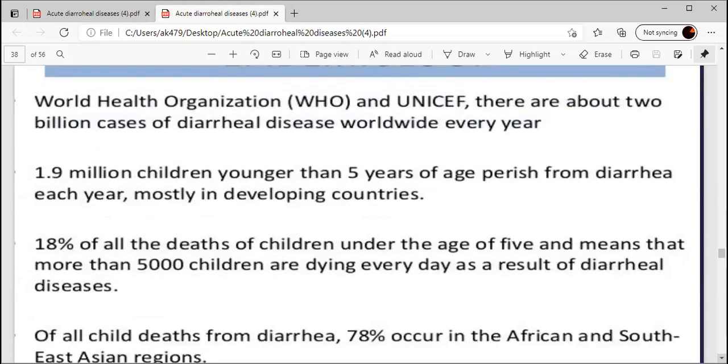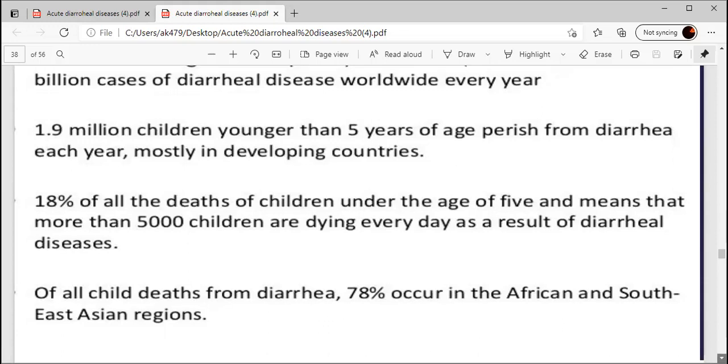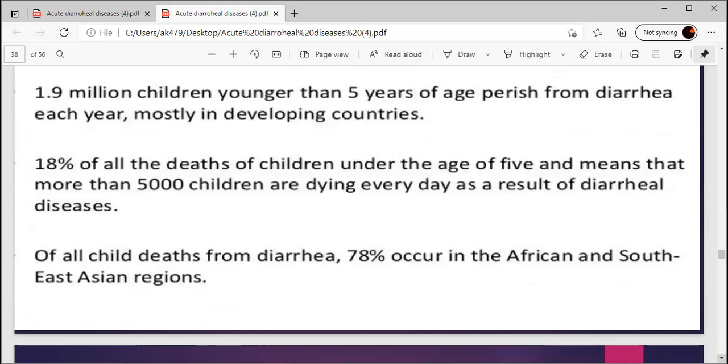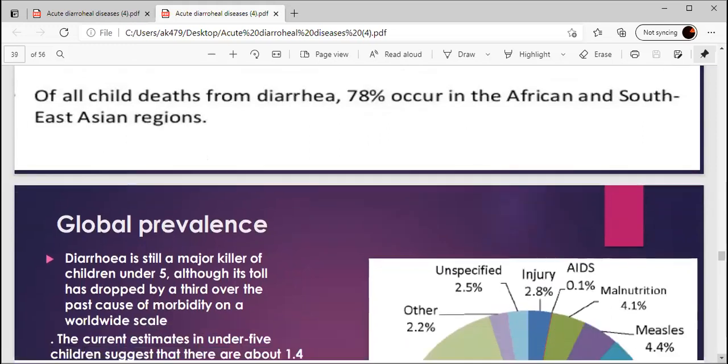Epidemiology. According to the World Health Organization and UNICEF, there are about 2 billion cases of diarrheal disease worldwide every year. 1.9 million children younger than 5 years of age perish from diarrhea each year, mostly in developing countries. 18% of all deaths of children under the age of 5 means that more than 5,000 children are dying every day as a result of diarrheal diseases. Of all child deaths from diarrhea, 78% occur in African and Southeast Asian regions.